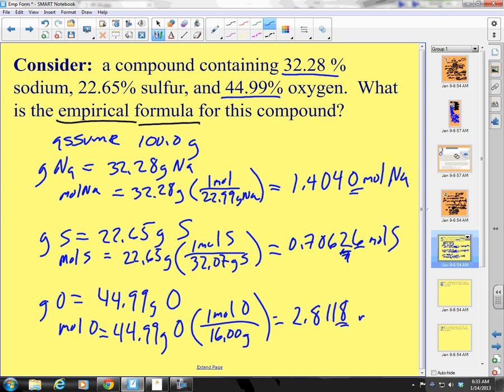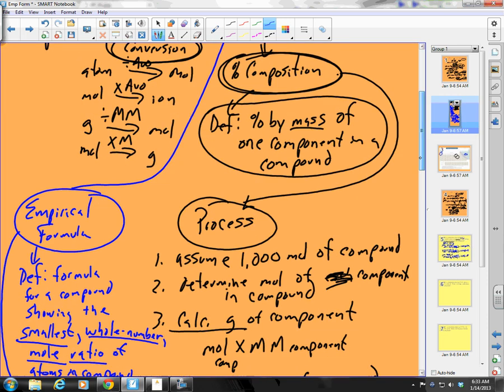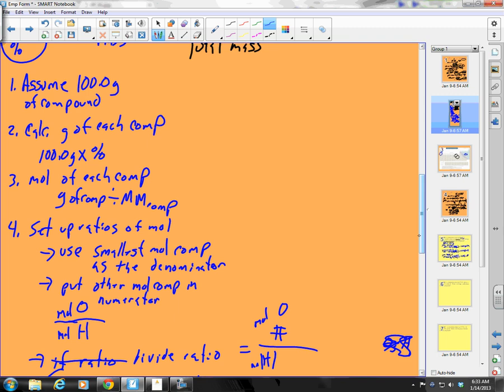2.8118 moles of oxygen. Now, what do? Well, if you go back to our process, what is it that we want to do? We got moles of each component. We want to set up ratios. What do we put in the denominator? We put the smallest amount of moles in the denominator.